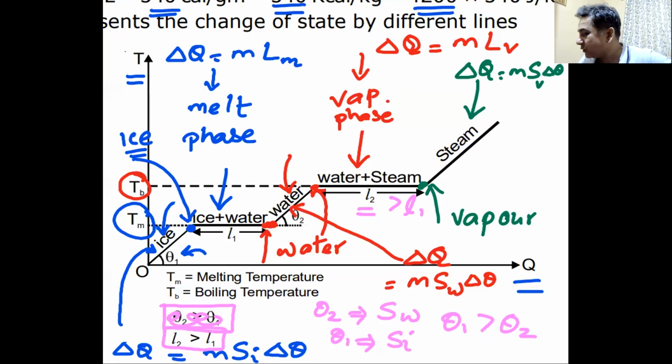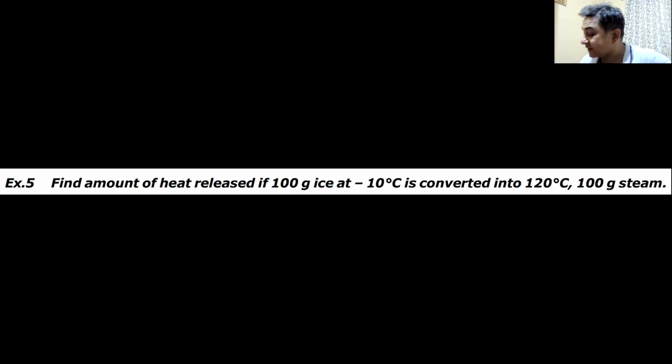And I hope that you can solve this question on your own. I would be very happy if you can do that. This is example number 5 from your sheet. Find the amount of heat released if 100 grams of ice at minus 10 degrees Celsius is converted into 100 grams of steam, mass cannot change, remember that, at 120 degrees Celsius. I'll give you a minute to do it.